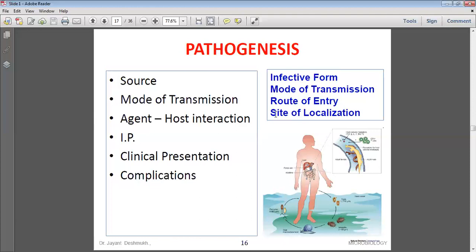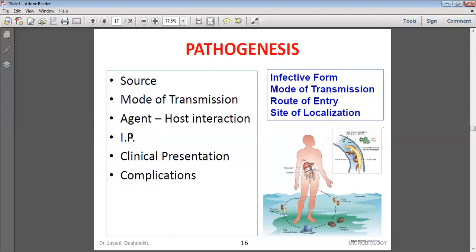Why is it important? On that basis, there is a clinical manifestation. The eggs can be deposited in any part of the tissue, but the most important sites are the urinary bladder or ureteric tissue. Source: the patient is the source, who passes the eggs into the environment. Now the incubation period is up to 4 to 6 weeks. That is also known as the pre-patent period.